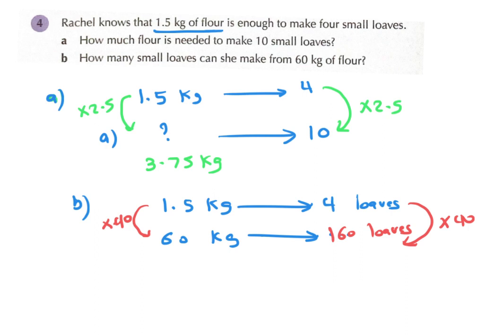Or you can use the cross multiply method. So 60 multiply 4, divide 1.5. 60 times 4, divide 1.5. Okay? In one step you can do that. 60 times 4, then divide by 1.5, you get the answer. Okay?